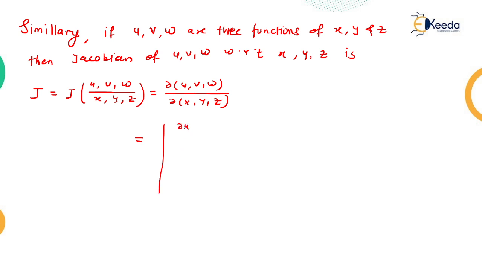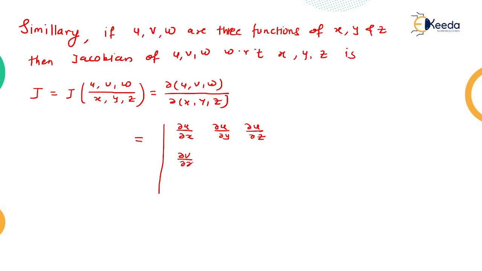In the first row you have to write all the partial derivatives of u, that is, the partial derivative of u with respect to x, with respect to y and with respect to z. In the second row you should write the second variable and its partial differentiation. So what is the second variable? V.